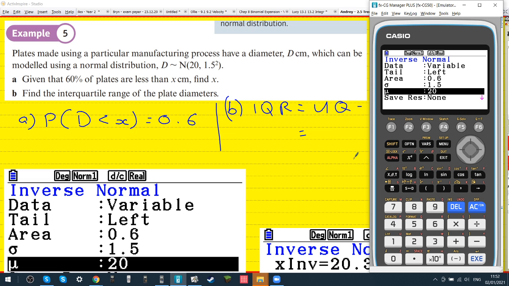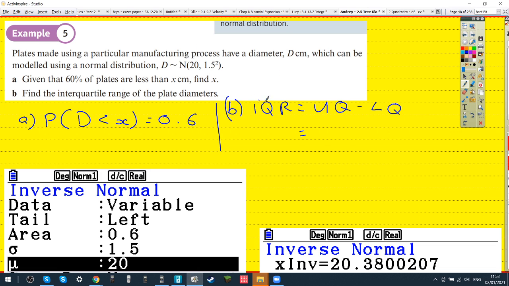Yep. Okay. So the area is 0.75. I got 21.011. Makes sense. It's a bit bigger than the mean, which was 20. Yeah. Okay. So that's 21.012. So that's the upper quartile.